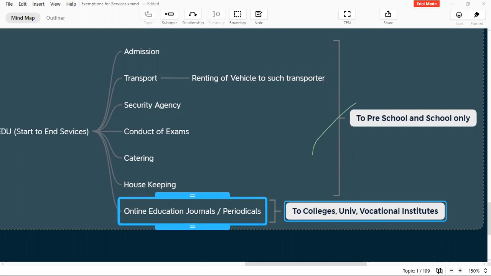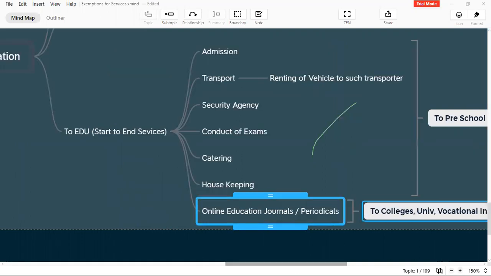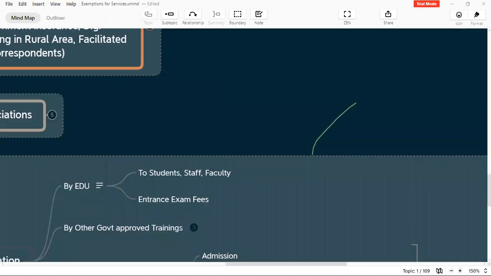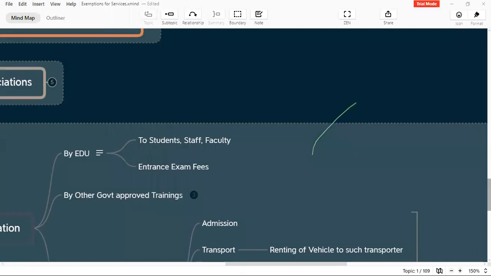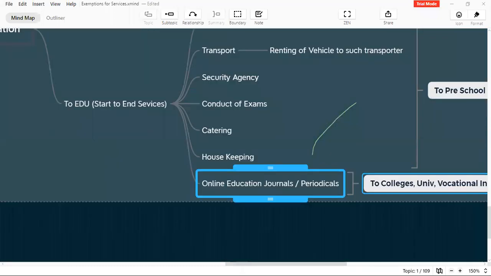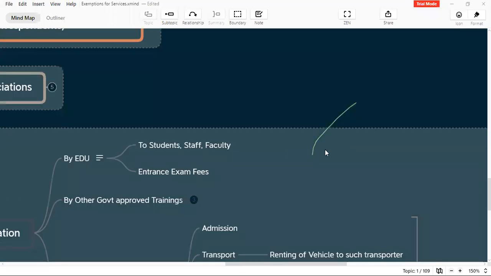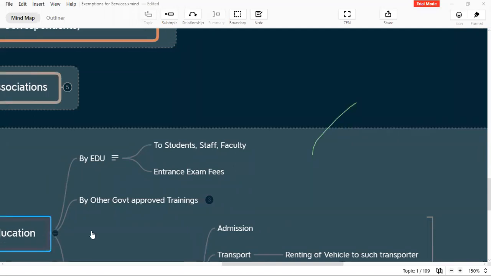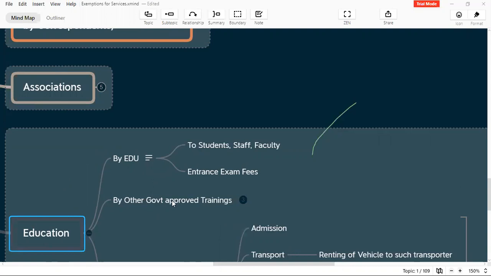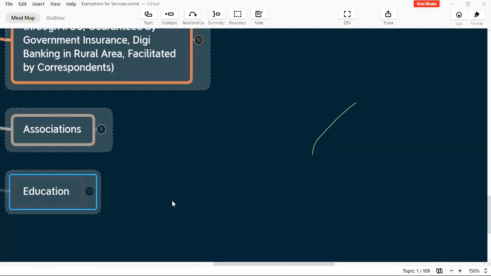So we can say 3 segments: by education institution, and then government training institutes, then 2 education institutions. This covers the entire segment, and it's quite easy to know. This covers close to about 8 to 10 amendments in one single map. This is covered. Okay, so I'll just close this part. This is about education.